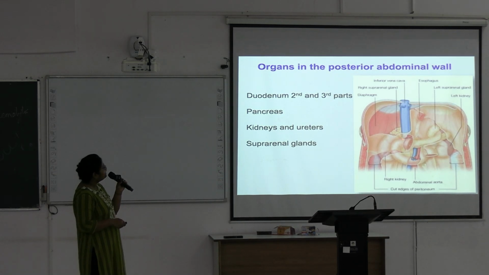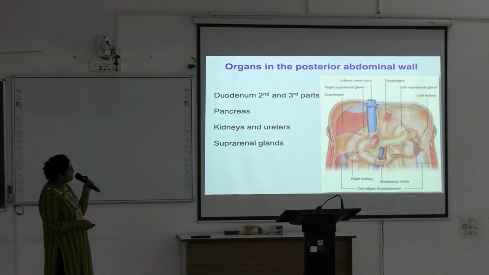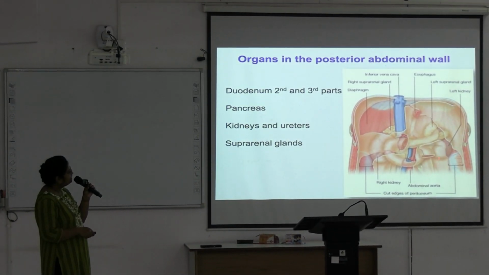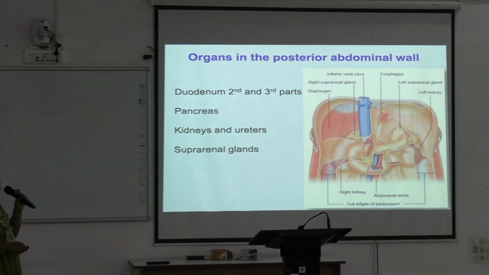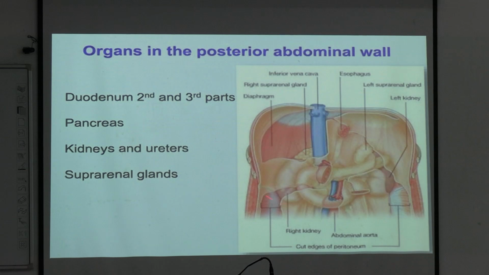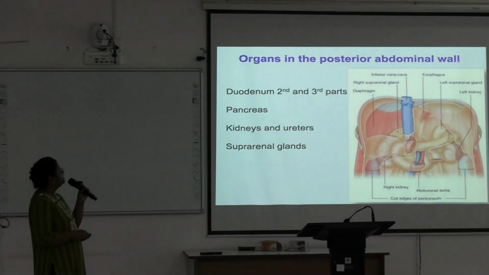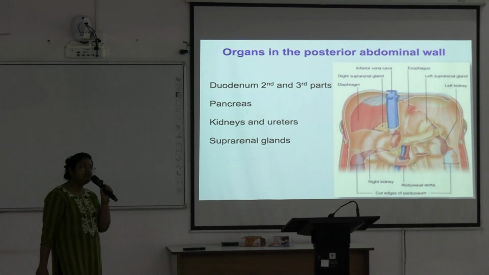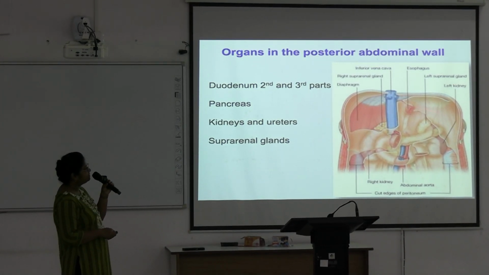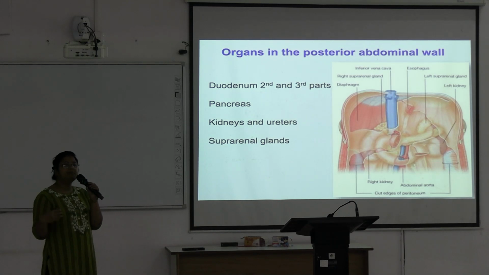See here, this is duodenum, second and third part. Here is the pancreas, okay, lying within the loop of the duodenum. Kidneys, right and left kidneys, and ureters, these are the ureters, and suprarenal glands, lying over the upper pole of kidney, these are the suprarenal glands, and this is diaphragm. Okay, so all these structures are retroperitoneal structures lying in the posterior abdominal wall, and we have to remove these structures to expose the branches of abdominal aorta and tributaries of the inferior vena cava.